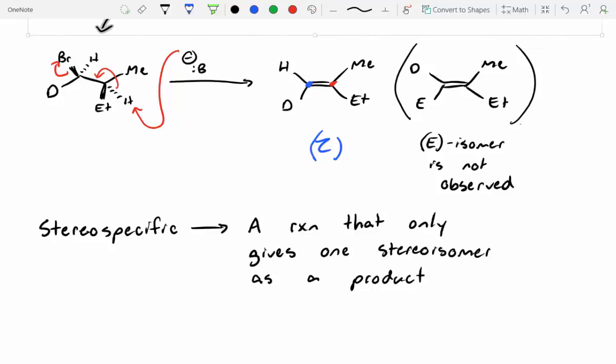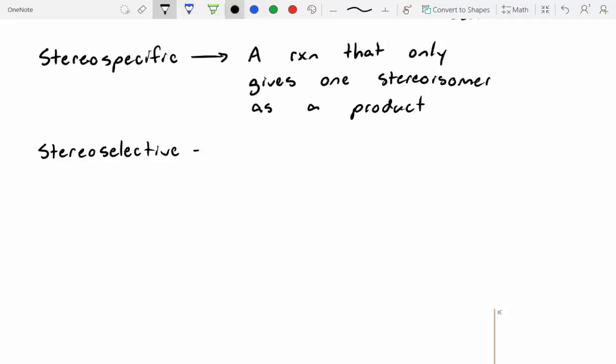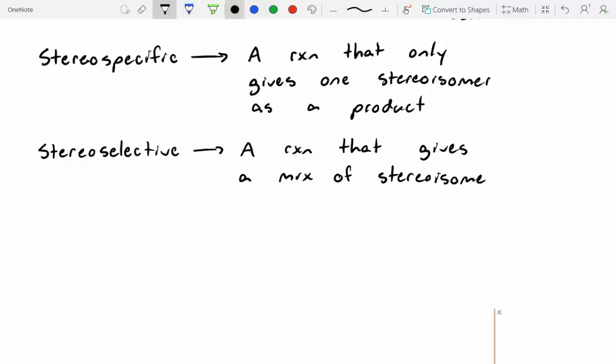There's another term that's often used that can be very confusing, and that's stereoselective. A stereoselective reaction is a reaction that gives a mixture of stereoisomers, but one is major and the other is minor.